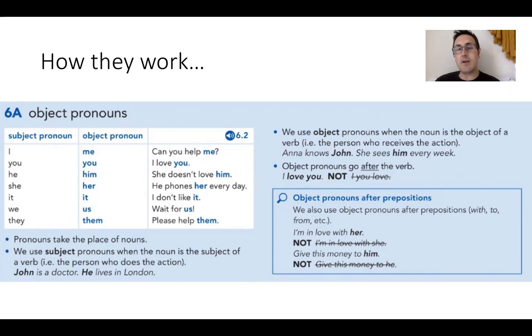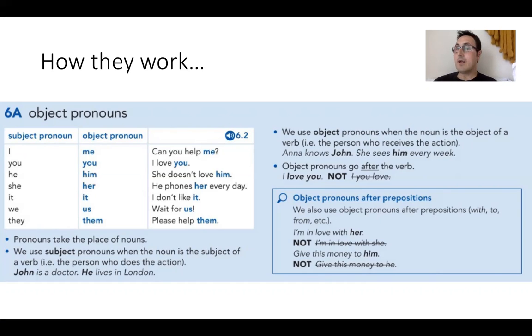But we use the object pronouns when the noun is the object of the verb, like the person that receives the action. So Anna knows John. She sees him every week. Now, in that case, John receives the action, like Anna sees him. So he's the receiver of the action. And the object pronouns go after the verb. So, I love you, not I, you love.